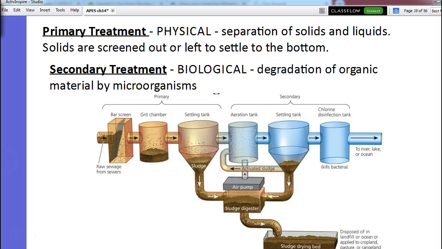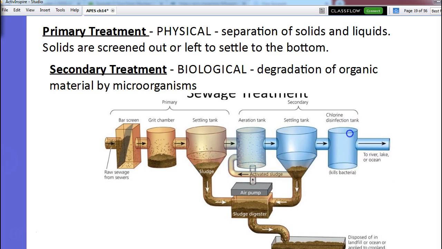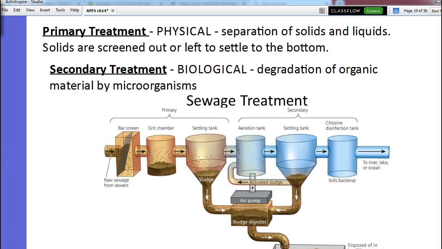So we first have primary treatment, okay? Primary treatment is physical separation. So you saw they had lots of screens, okay? The big screens that are going to screen out any of those rags or pieces of plastic or anything that's not supposed to be in there. That's really big. So physically separate the solids from the liquids.